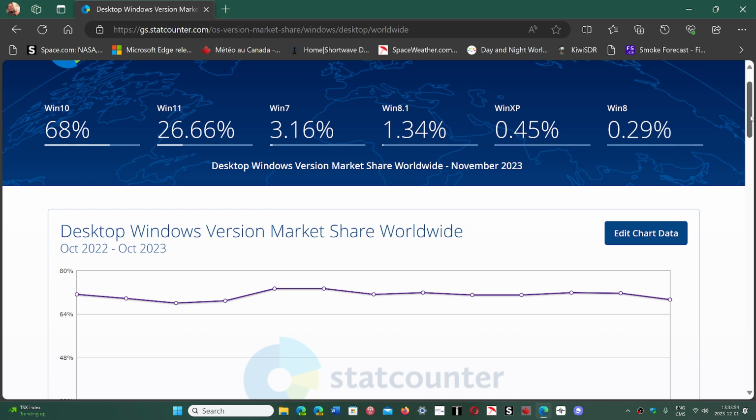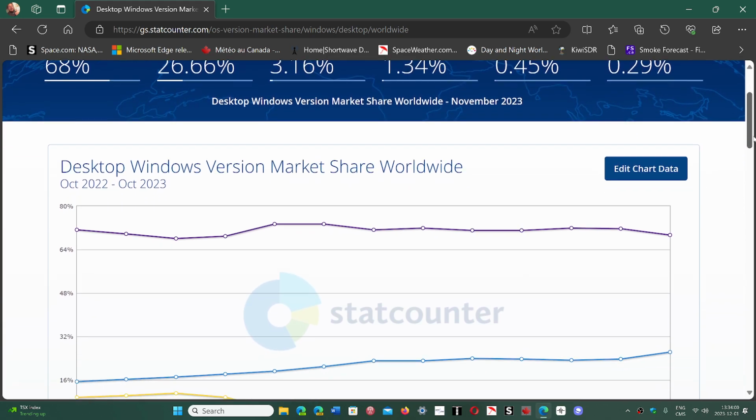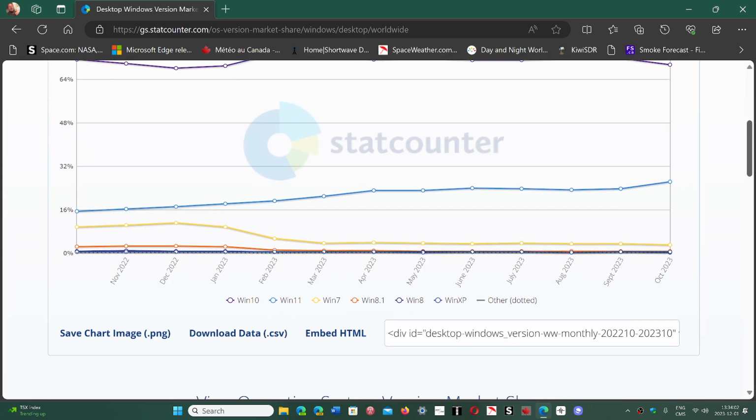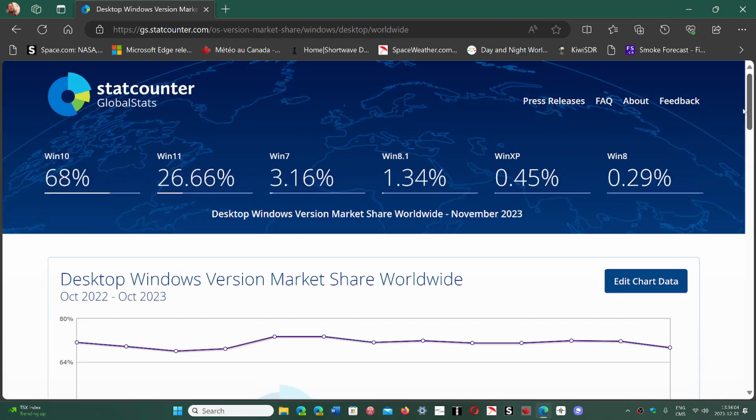As for the rest, of course, Windows 7 still holding on at 3%. And Windows 8 and the rest are kind of down. So this is pretty much what we have this month. Windows 10: same level as last year, at 68%.